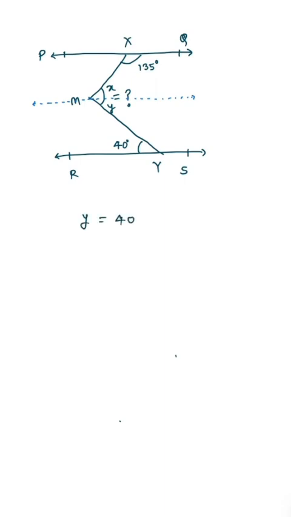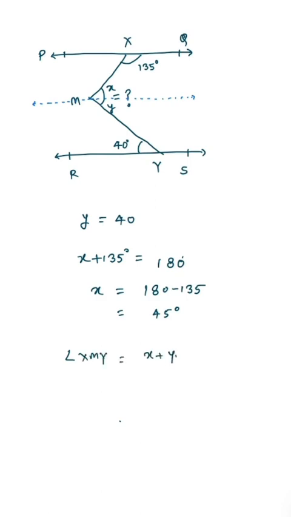Now Y will be equal to 40 degrees because these two are interior alternate angles, and the value of X plus 135 will be equal to 180. From here we can find the value of angle X as 180 minus 135, which is 45 degrees. Now the value of angle XMY is nothing but the sum of X and Y, which is 45 plus 40, that is 85 degrees, and that is the final answer for this angle.